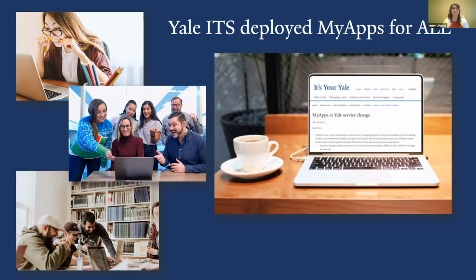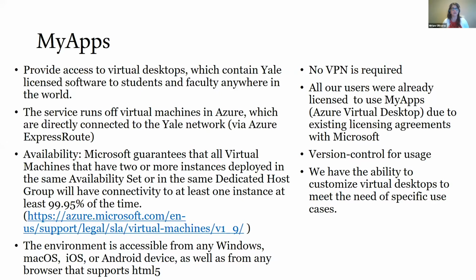My Apps was developed for everyone on campus, except staff, just because they have machines where we can install this software. My Apps provides access to virtual desktops, which contain the Yale licensed software, to students and faculty anywhere in the world. The service runs off virtual machines in Azure, which are directly connected to the Yale network. You don't need VPN to connect.